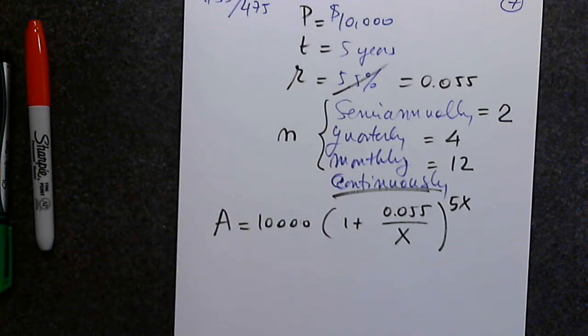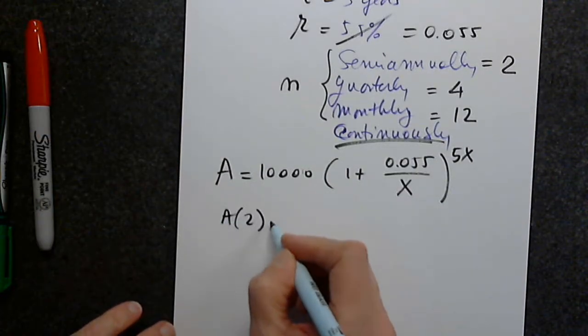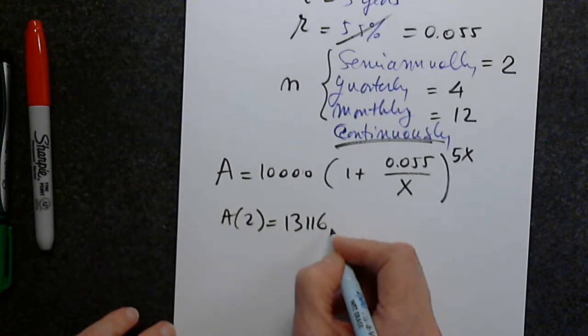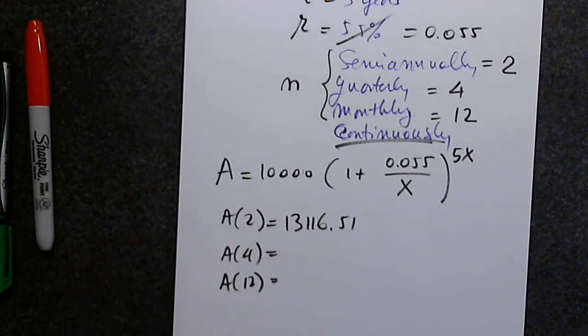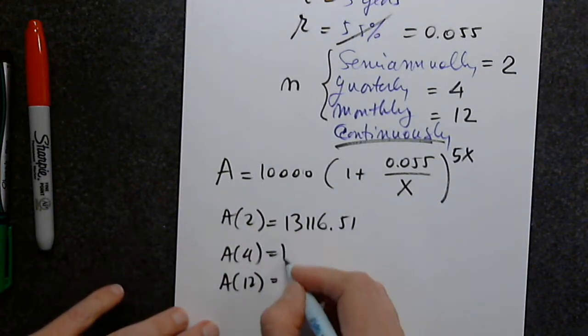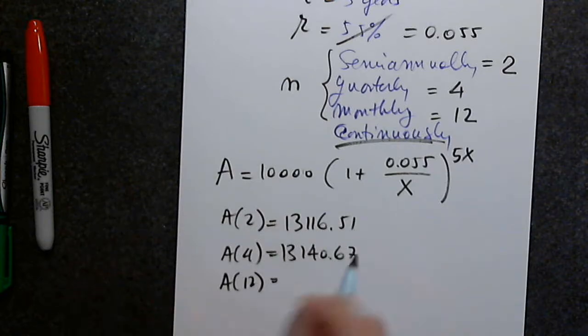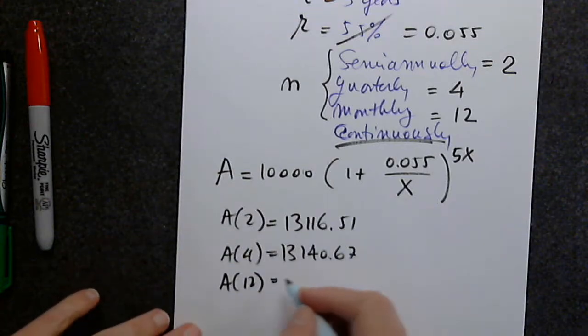2. Okay, 2, enter. 4, enter. And 12, enter. Now, I would like to really see the numbers that are not rounded. So for the first one, A of 2 will be 13116.51. A of 4 will be 13140.67. And the last one, 13157.04.